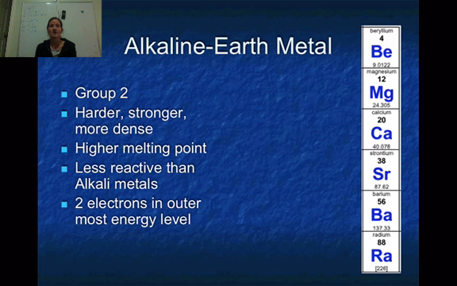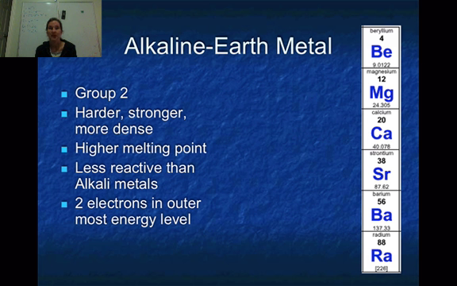How are they all similar? Well, basically they're going up 1 step from the alkali to the alkaline. Rather than being very soft metals, these are much harder, stronger, and more dense metals. Okay? Kind of increasing the density simply because they have that 1 more proton over the alkali metals that can lead to their more dense compactness.